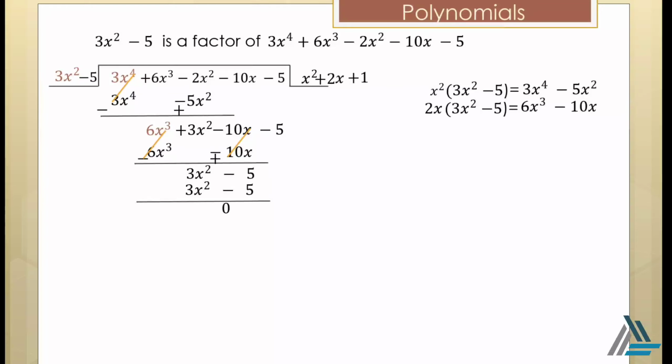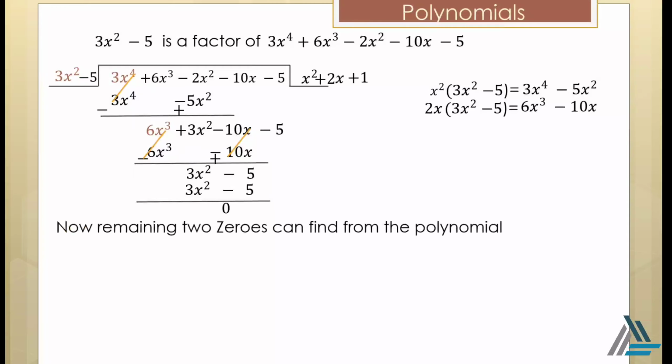This is the whole division. I think you all understand it. Now here we get a remainder 0. It means the remaining two zeros can be found from this polynomial. The polynomial is x square plus 2x plus 1. Now we have to make factors to find the zeros of this polynomial.